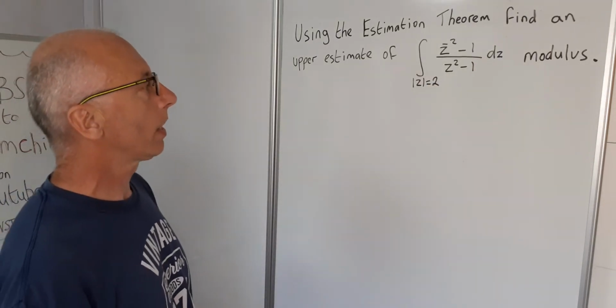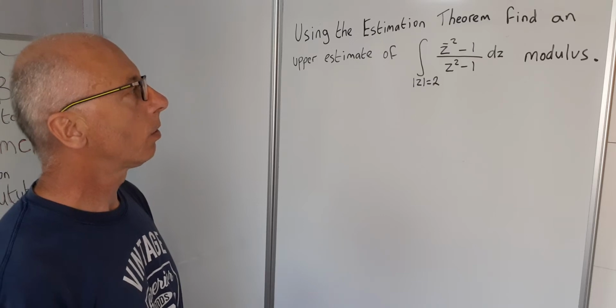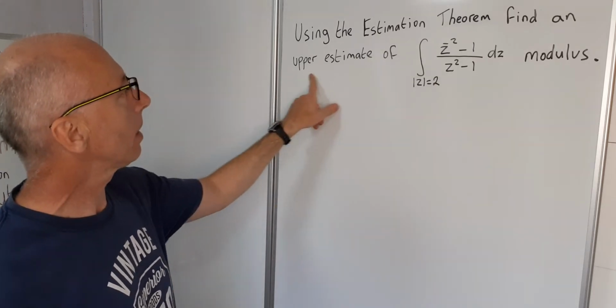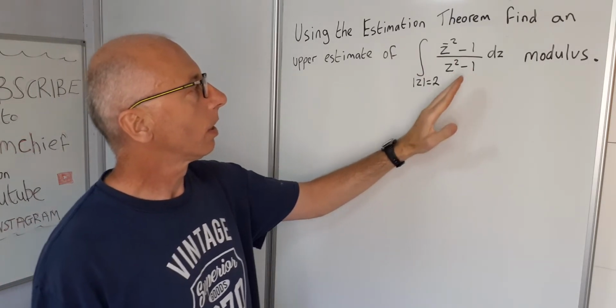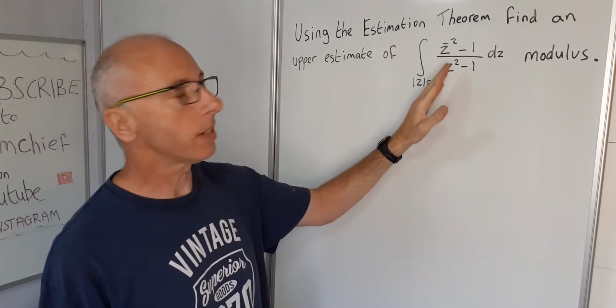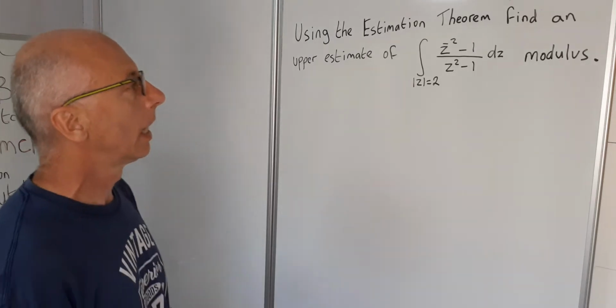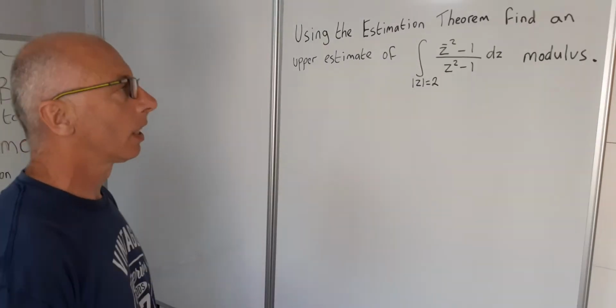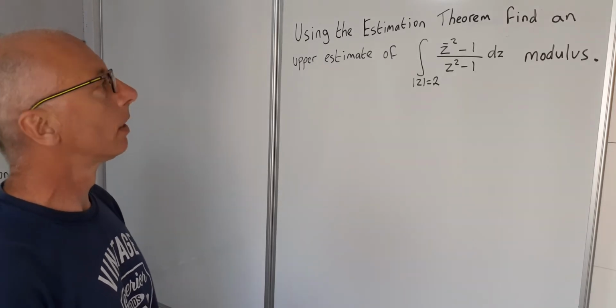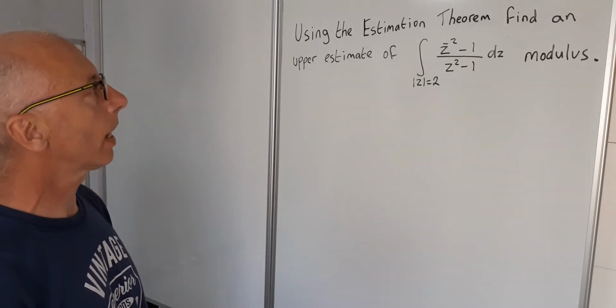So what is it that we're actually looking for? Well, basically, as it's an upper estimate, we want to find the largest value, using the information that we've got, that this integral could equal. And as it's a modulus, then the answer is going to be a real positive number. Okay, so the estimation theorem.